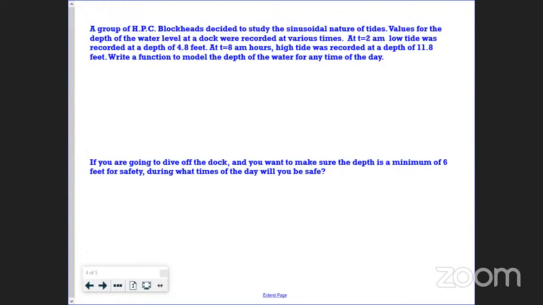2 a.m. is 4.8. I think you would add. Okay, we're right on that. You have the graph right? So if you dive off the dock, you want to make sure that... So it'd be 6 feet for safety.